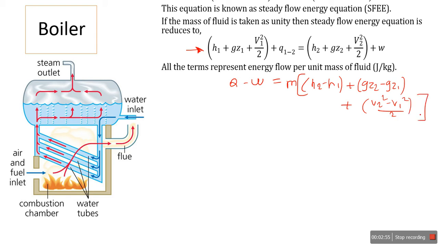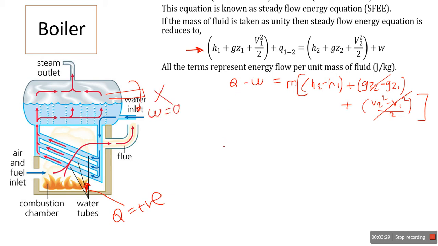Now apply this steady flow equation to the boiler. I assume a negligible change in height between inlet and outlet, so the potential energy change is 0. I assume there is no change in kinetic energy. The only role of the boiler is to produce steam by applying heat in the furnace. So heat is added to the boiler, so Q is positive, and the boiler doesn't produce any shaft work, so W is 0.